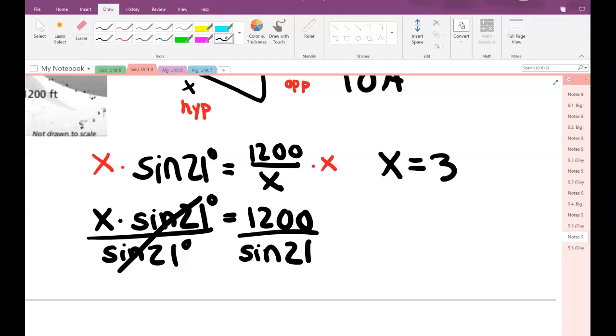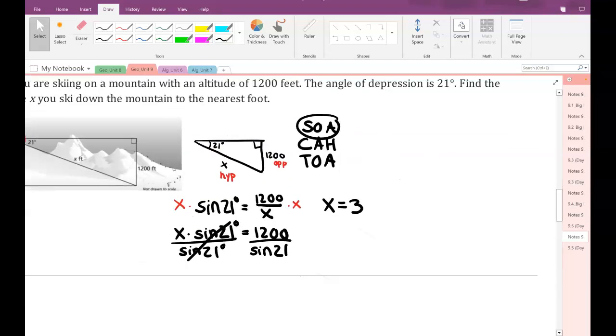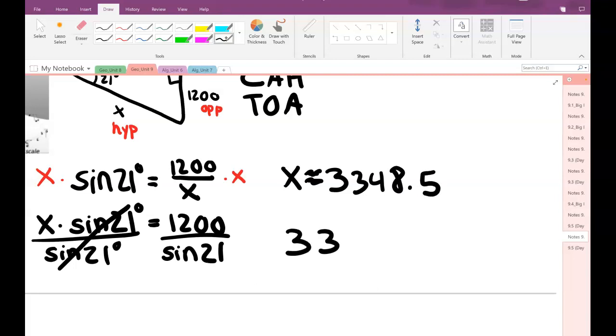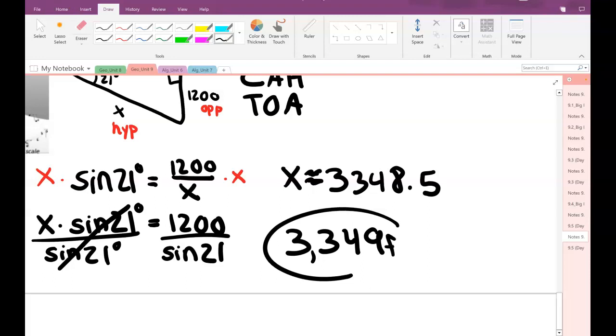And we would get, let's say we have to round it to the nearest foot. If we were to approximate, 3,348.5, so rounding it to the nearest foot, it would be 3,349 feet. You round it to the nearest foot.